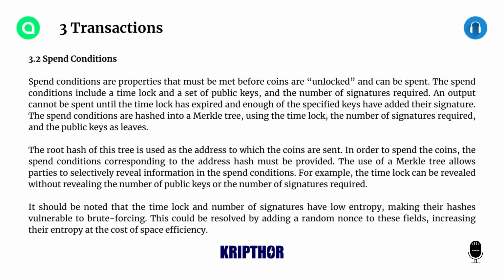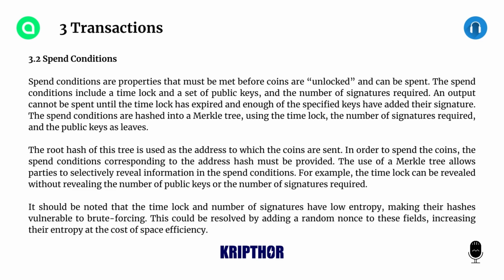Spend conditions are properties that must be met before coins are unlocked and can be spent. The spend conditions include a time lock, a set of public keys, and the number of signatures required. An output cannot be spent until the time lock has expired and enough of the specified keys have added their signature. The spend conditions are hashed into a Merkle tree using the time lock, the number of signatures required, and the public keys as leaves. The root hash of this tree is used as the address to which the coins are sent.